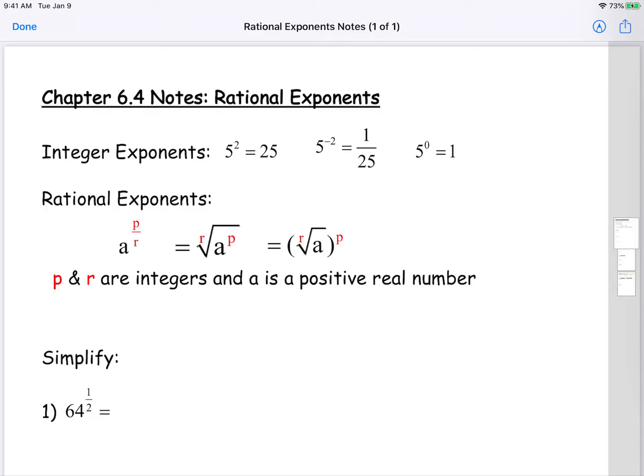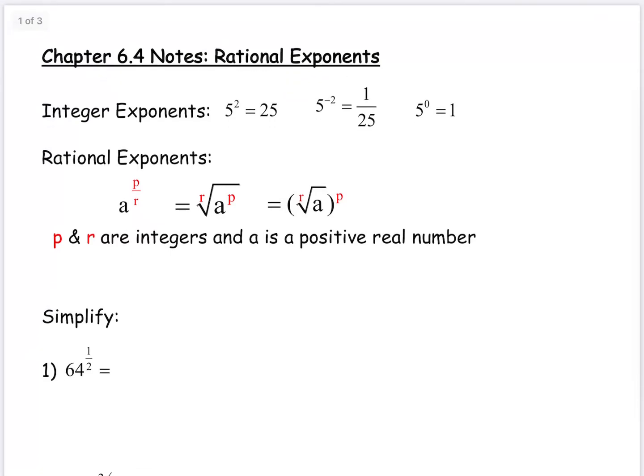Now what we're going to introduce is rational exponents. Rational exponents means that we've got a fraction exponent. So if I have some a to the p over r, what this is saying is that this is the same thing as the rth root of a to the p, or the rth root of a all to the p. It's the same idea, it's the same thing. So that's what it really means.